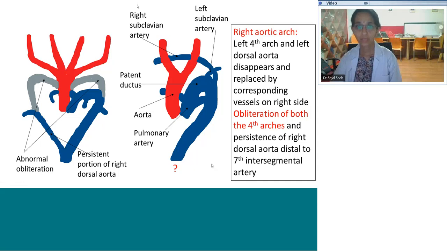Now this figure is for all of you. Can you all guess what is this? You have the aorta here, you have the pulmonary artery here, this is the left subclavian artery, and this is the right subclavian artery. This is the ductus arteriosus.